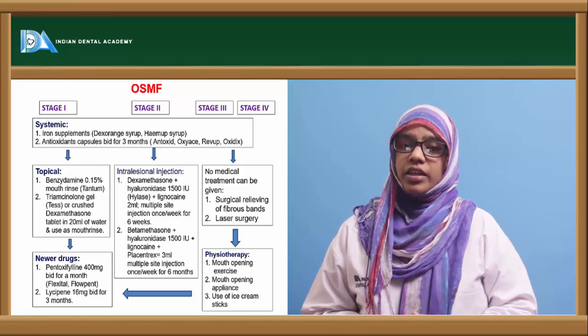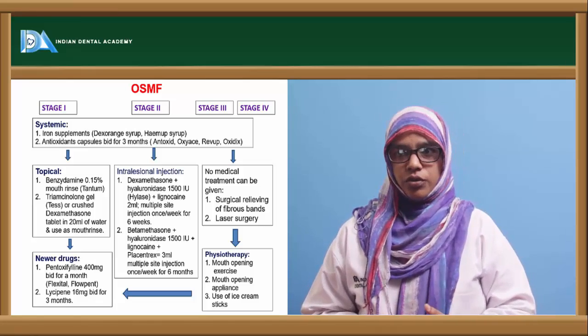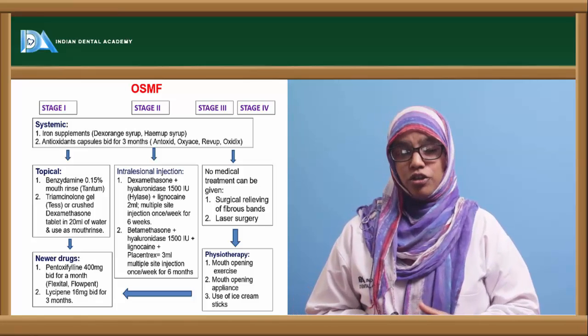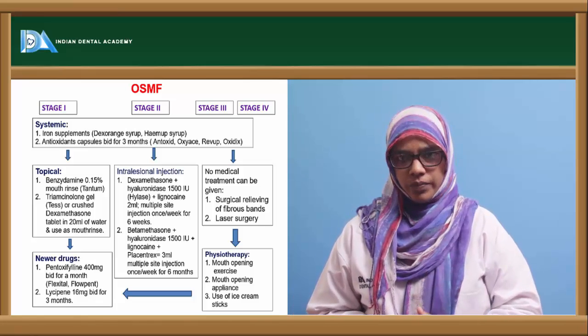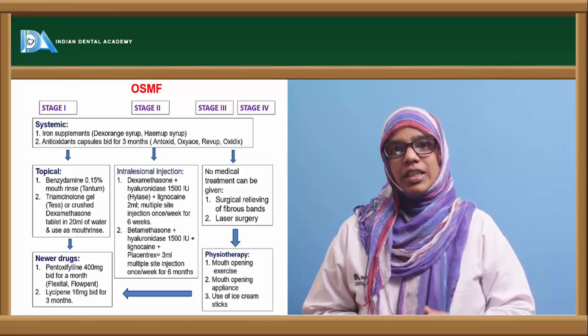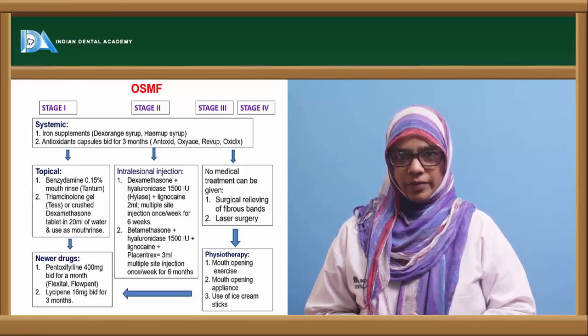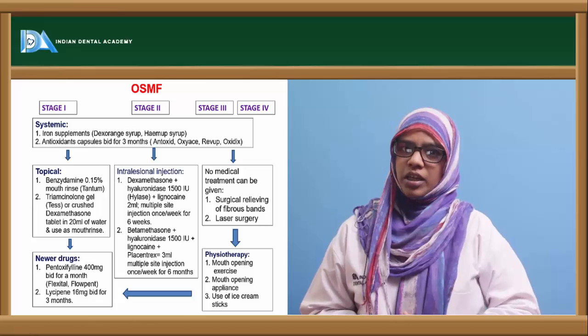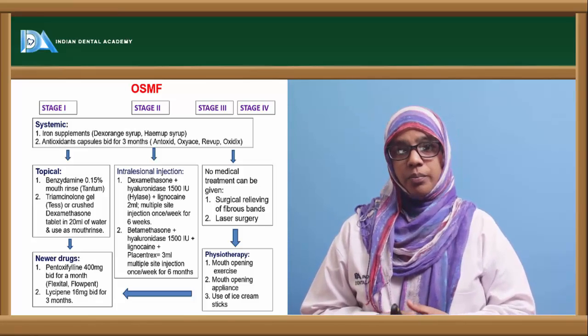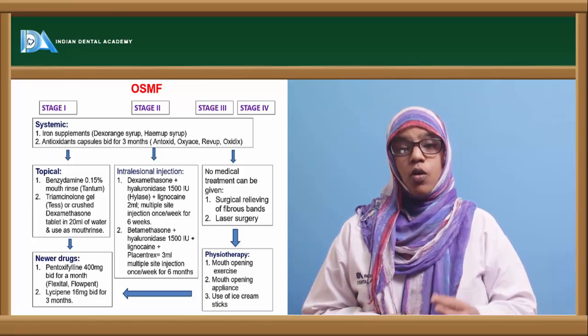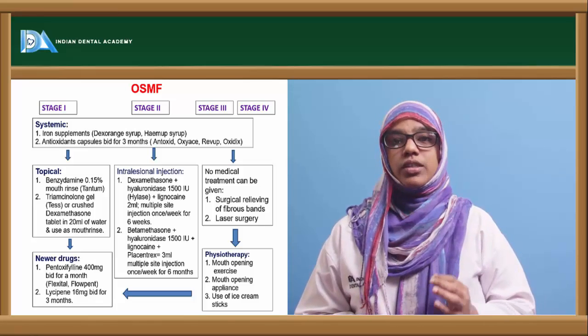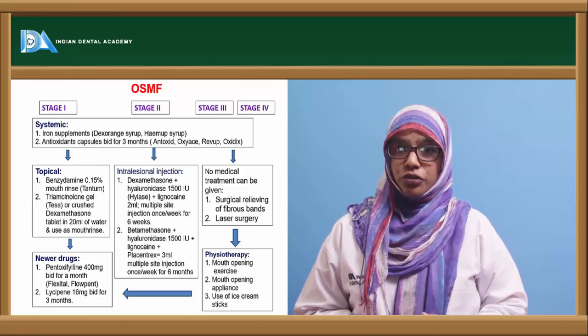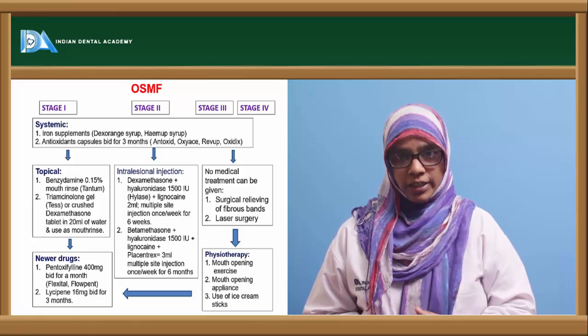Then in case of stage 3 and stage 4, no medical treatment is required. You have to opt for surgery. Now surgery is basically removal of this fibrous band. It could either be done with blade or lasers. But keep in mind that once an OSMF is always an OSMF. So you have to be very judicious when you're opting for a surgical modality.